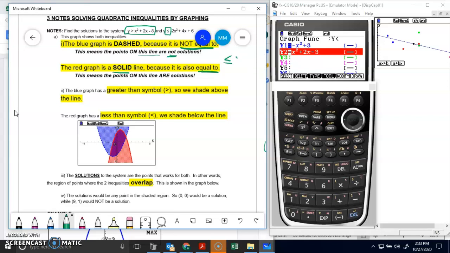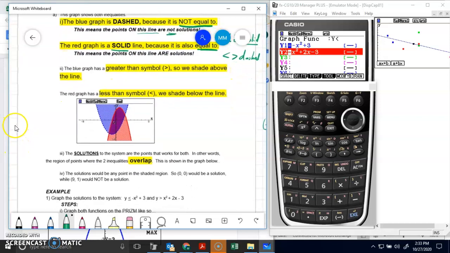If you have less than or equal to or greater than or equal to, you use a solid line because it's equal to. It includes those points. If it's less than or greater than, you use a dashed line to indicate that it is not equal to those points.